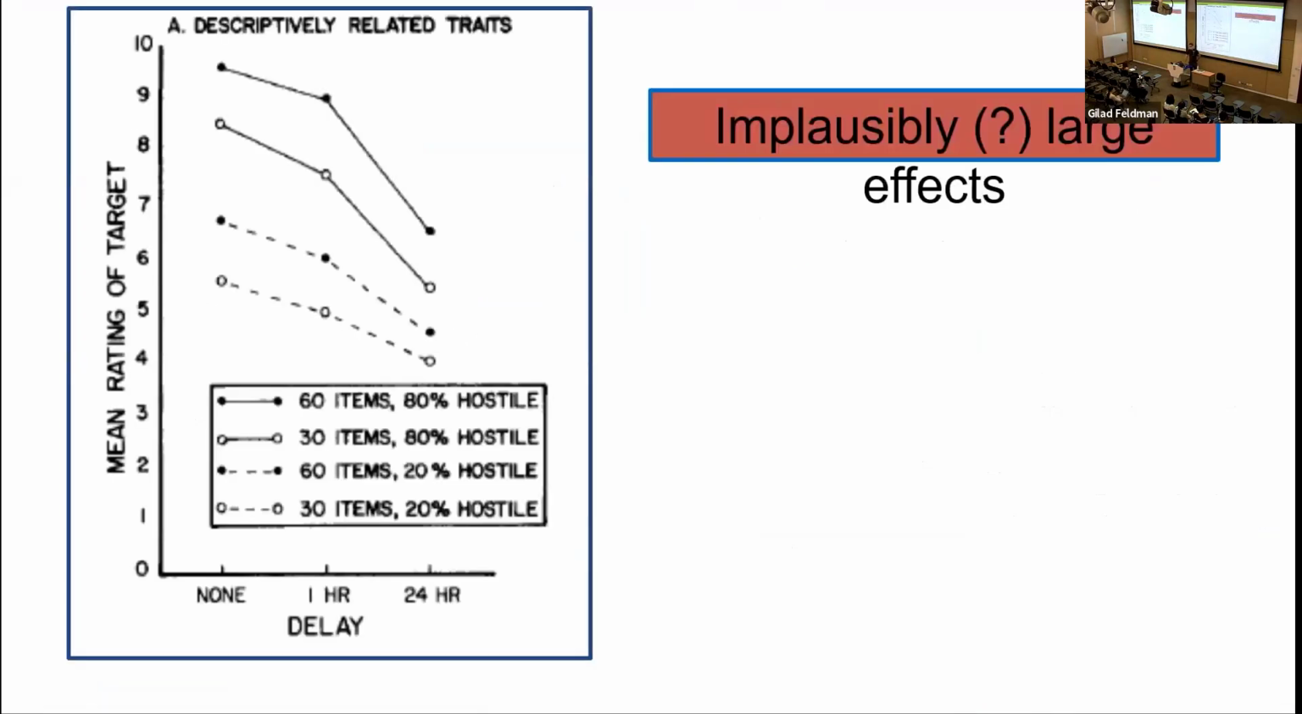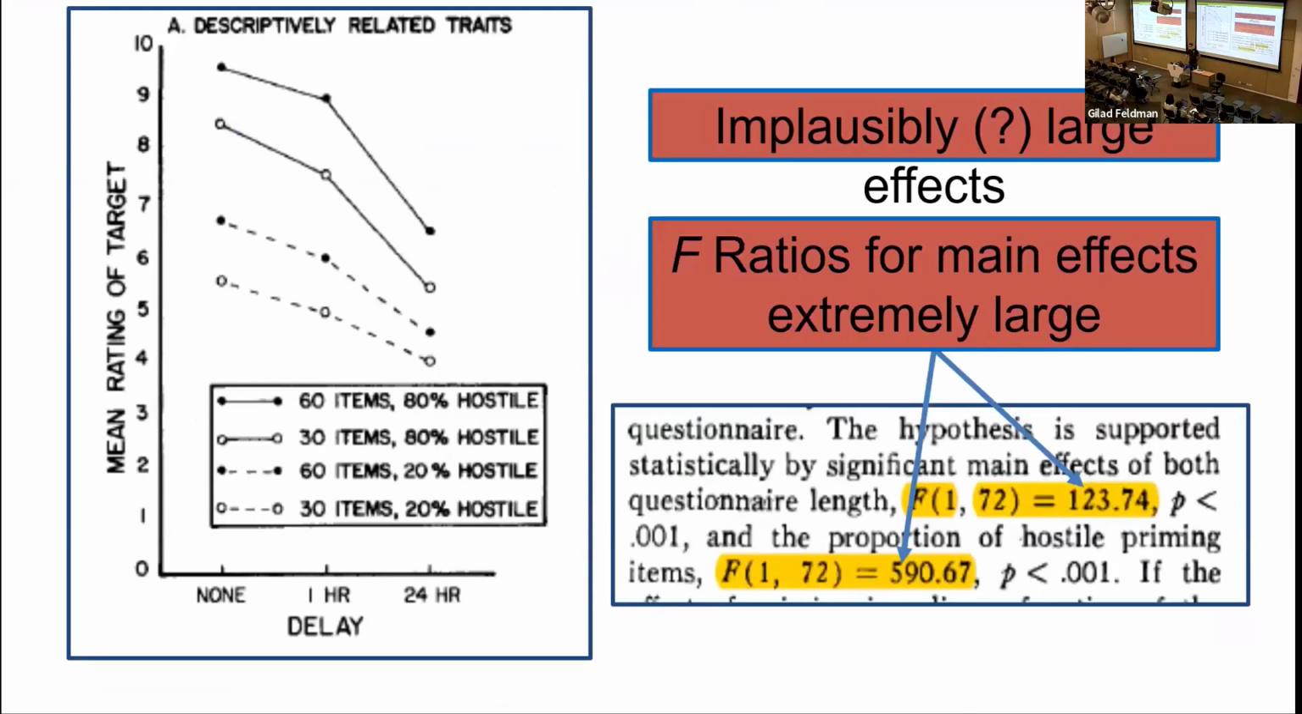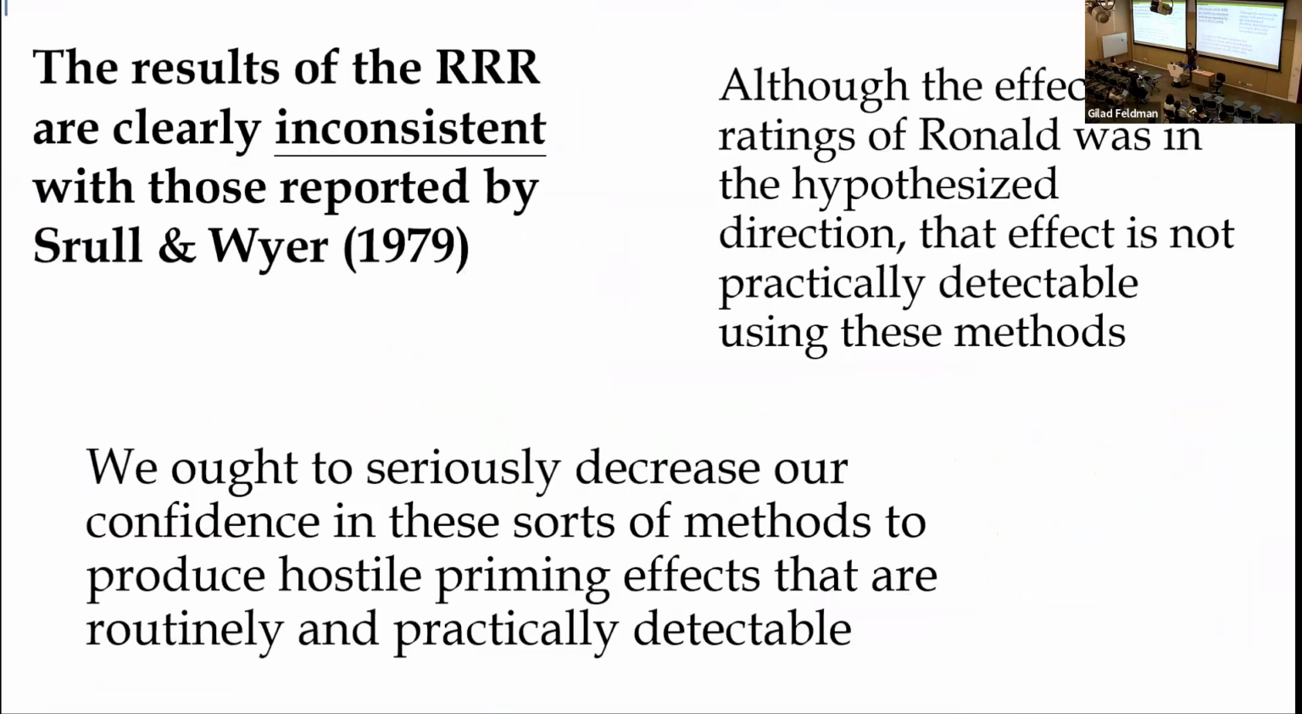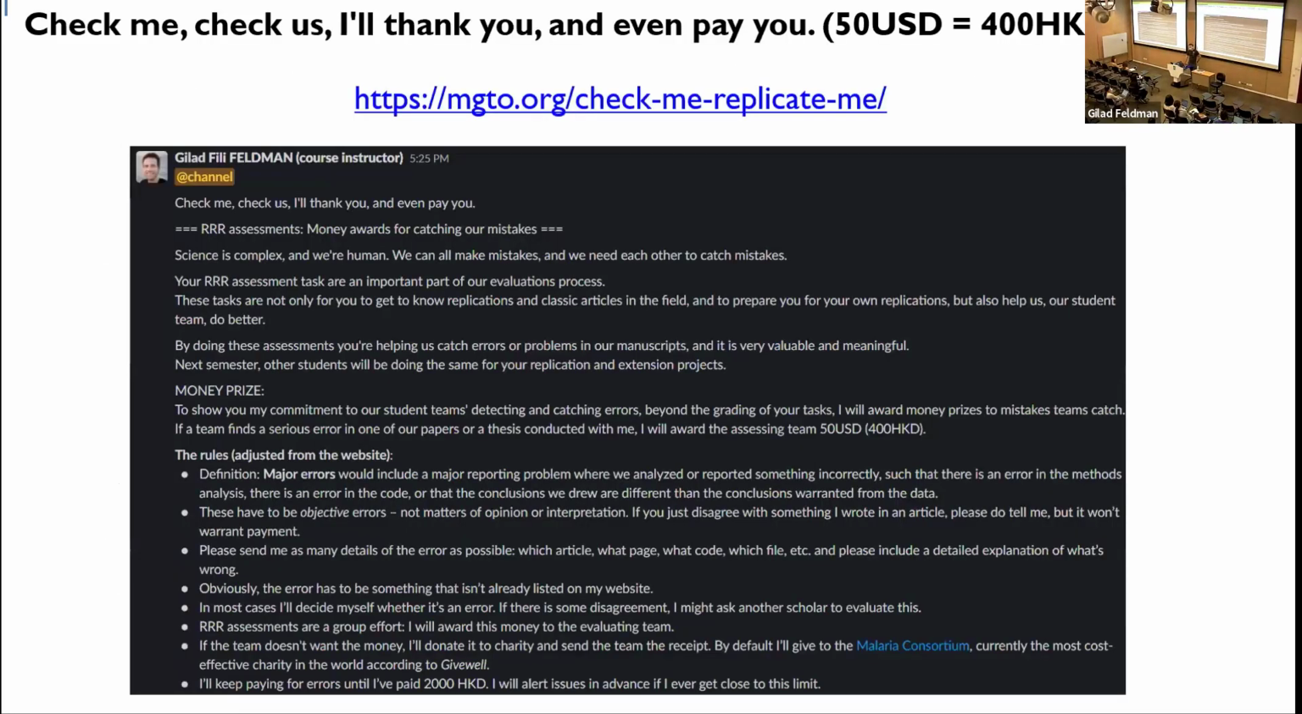And then, implausibly large effects that don't seem reasonable at all. And the final conclusion is we ought to seriously decrease our confidence in these sorts of methods to produce hostile priming effects. Just like ego depletion and the stuff that John Bargh is doing with priming, we just don't think that these hostility priming effects work anymore.